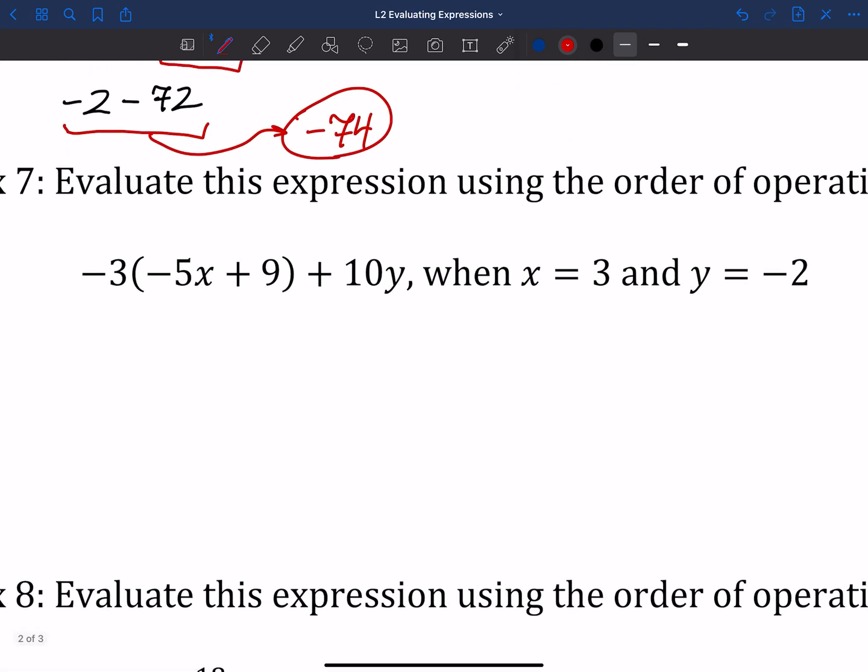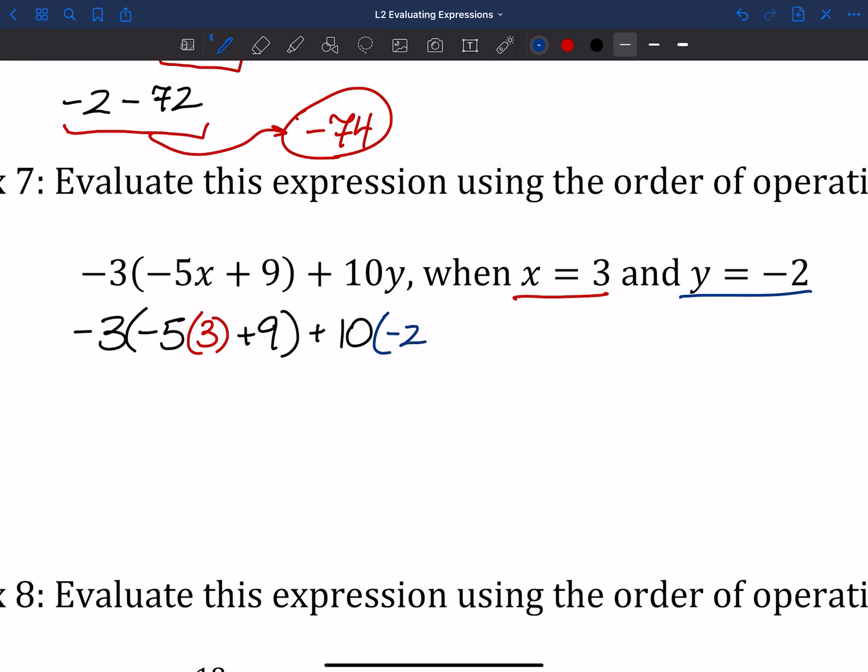Yeah. So, what I'm thinking is, if you haven't tried one on your own yet, try pausing here, try this one out, come back to it when you're done with it, and then check what you did against what I did. All right, so on this one, we've got that x is equal to 3 and y is equal to negative 2. I'm going to do the same old deal and plug those in. So we got negative 3, and then in parentheses 5 times that x, which is 3, plus 9, and then plus 10 times that y, which is negative 2.